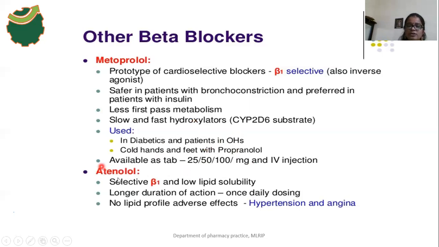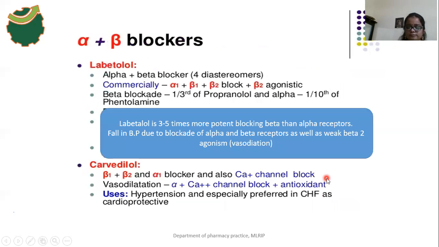Atenolol is a beta 1 selective drug with low lipid solubility and a long duration of action, and there are no lipid profile adverse effects. That's why atenolol is used in coronary artery disease patients also.